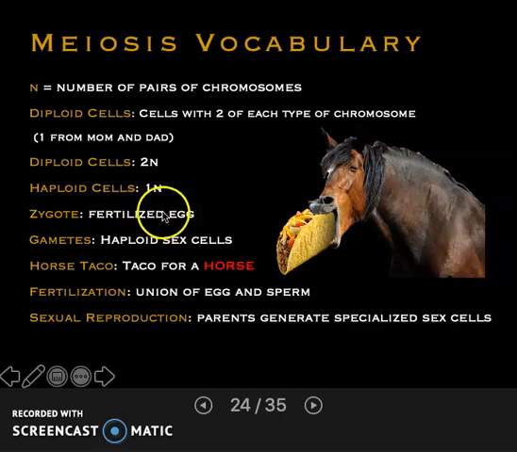All right, when a sperm meets an egg, then I have a zygote. Gametes are those haploid sex cells, sperm, egg. Horse taco. It's a taco for a horse. Fertilization is the union of egg and sperm. Sexual reproduction. Why is sex so great? Well, it has to do with variability in the cells, and we'll talk about that in a second.